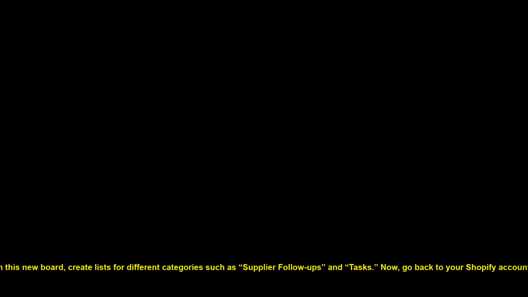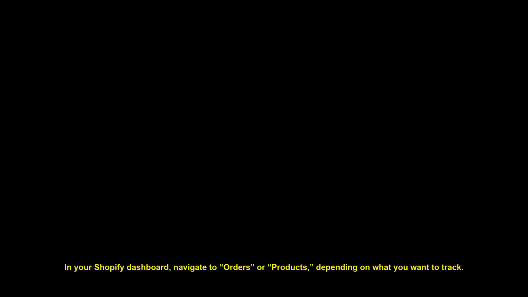Now, go back to your Shopify. In your Shopify dashboard, navigate to orders or products, depending on what you want to track. Select the relevant order or product that you want to create a task for in Trello. Copy essential details such as the order number, product name, and any tracking information.